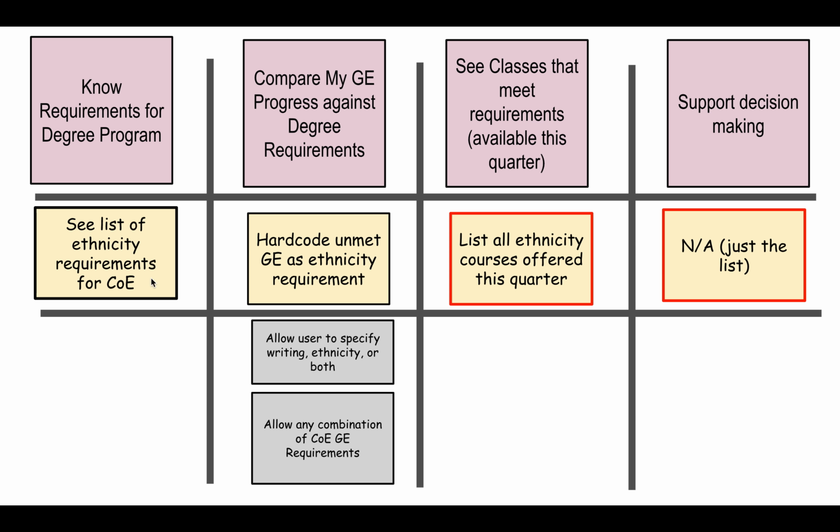Once we see a list of the ethnicity requirements and we realize, oh gosh, I need the ethnicity course, we're going to list all of the ethnicity courses that are offered this quarter, and at this point, that's all. Later on, when we have multiple things, we might need to do some filtering or sorting, but for right now, just a list of the courses offered this quarter, that's good enough. So this is our thin slice.